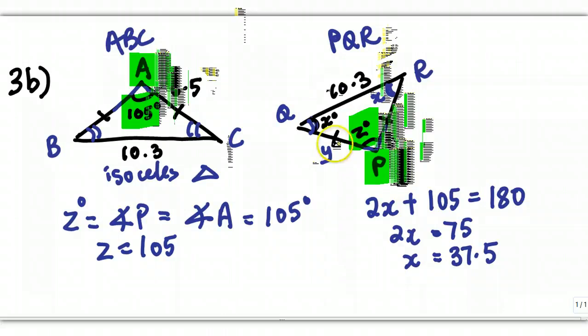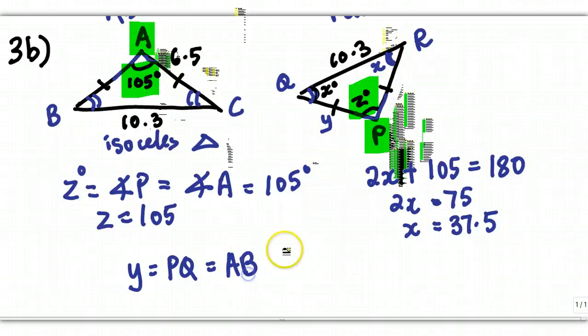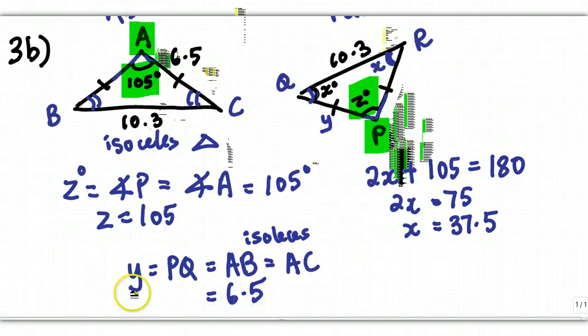And the last unknown that's left is y. We know that y corresponds to the side PQ, and PQ corresponds to AB in the other triangle. And AB is actually equal to AC because of the fact that this is an isosceles triangle, and we know this is 6.5. Therefore, you get y is equal to 6.5.